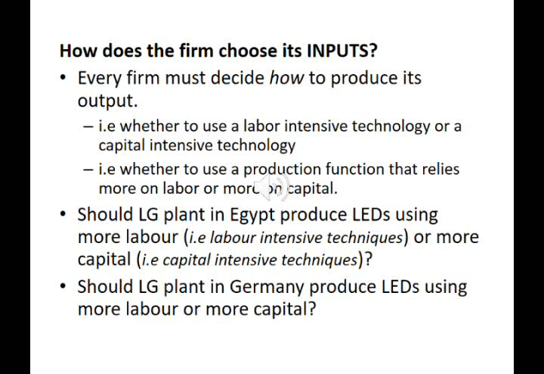For example, should the LG plant in Egypt produce its LEDs and LCDs using more labor, i.e. labor-intensive techniques, or more capital, i.e. capital-intensive techniques? The same question applies for the LG plant in Germany. Should it be producing its LEDs and LCDs using more labor or more capital? This is the question that each producer has to decide on before starting the production process. And definitely there is a certain assumption that we have to make that could help us answer this question. This is what we're going to talk about in the next slide.